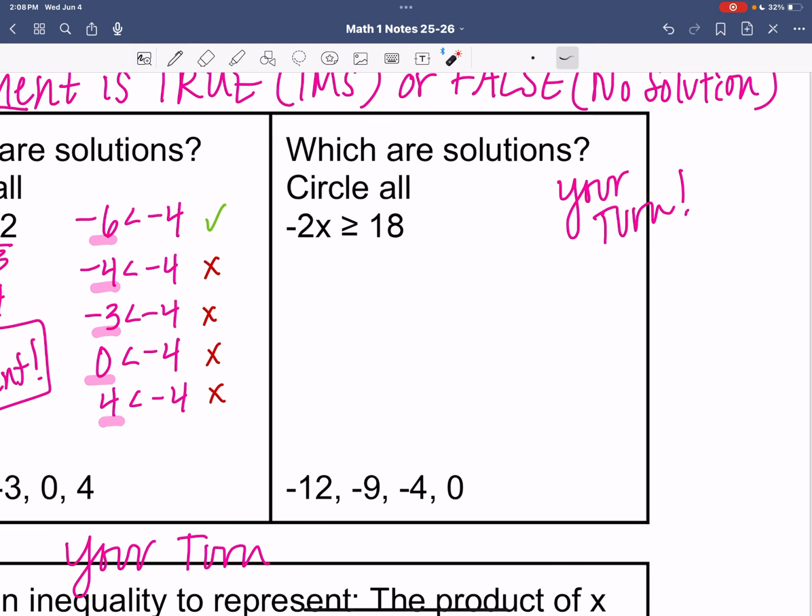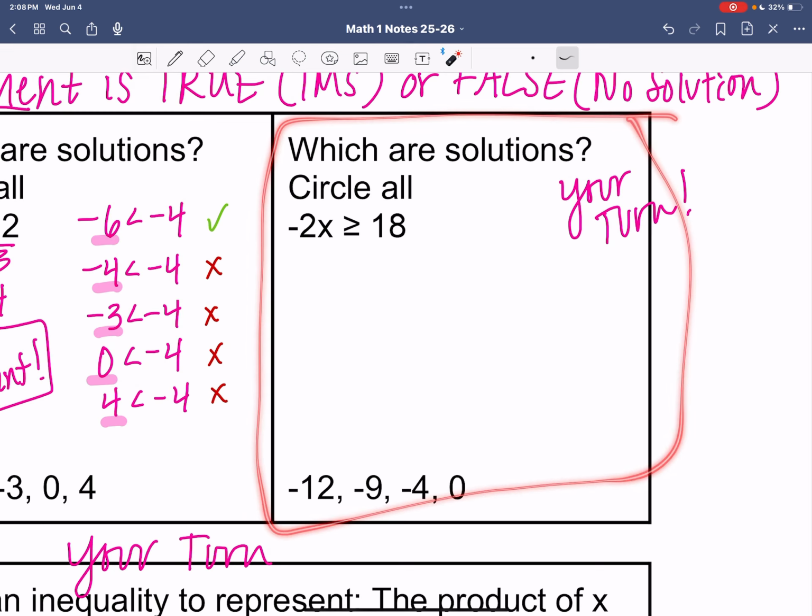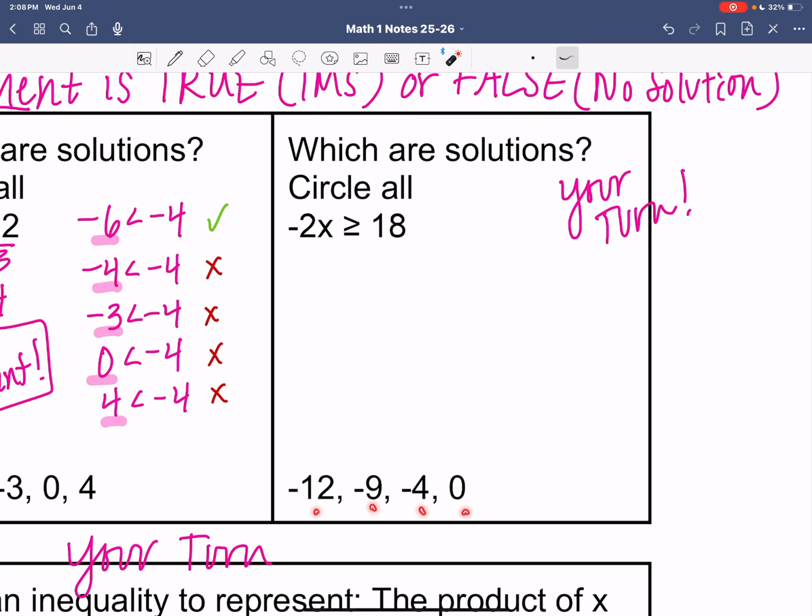All right, you're going to try this one, and remember to solve for x, then substitute each of your values to see which one's a true statement.